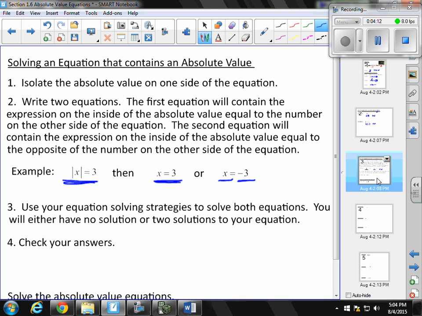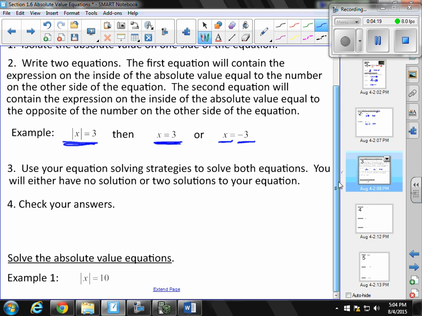Use your equation solving strategies to solve both equations. You will either have no solution or two solutions to your equation. And lastly, check your answers.